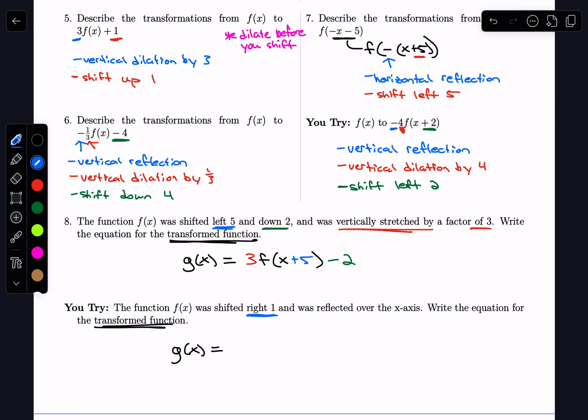So to reflect, we have to put a negative sign in front of the function, and then it's f of x. And because we're going to the right by 1, that means inside of the parentheses, we're going to put a minus 1. And that minus 1 moves it to the right by 1.